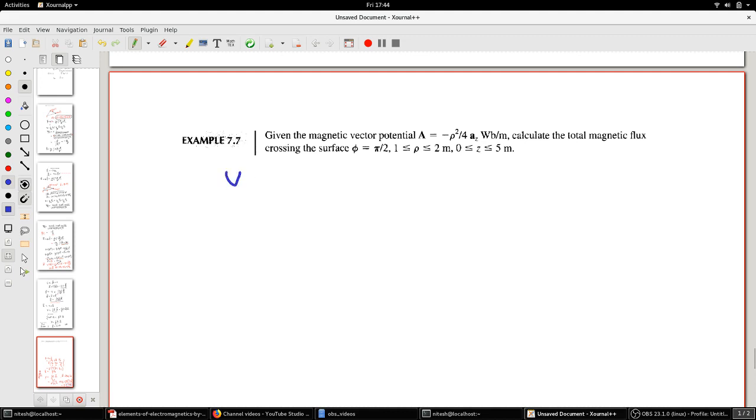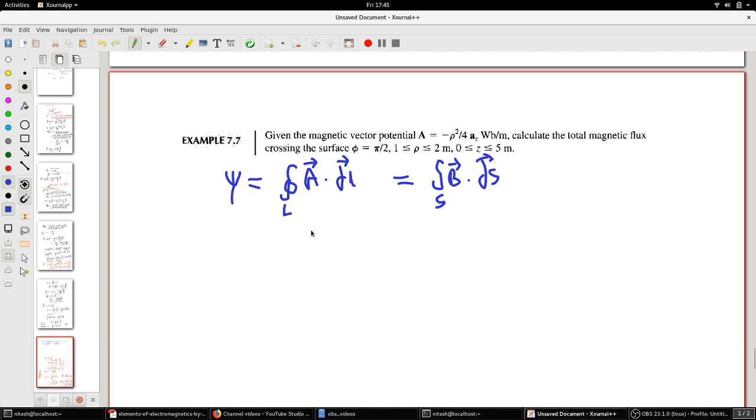When you are trying to find the flux psi, you have two formulas. One is the closed integral of A dot dl, and the other is the integral of B dot ds. This is not a closed surface. These are the two formulas which are there with you, so you can use either of them.